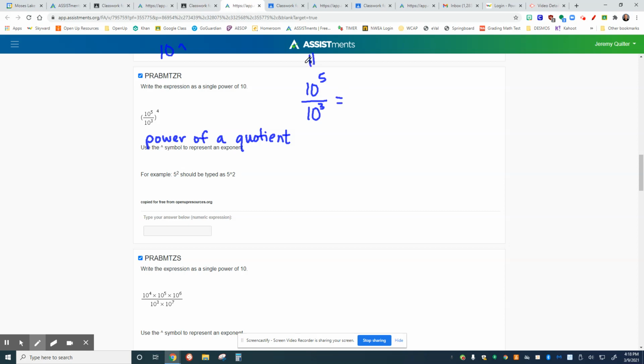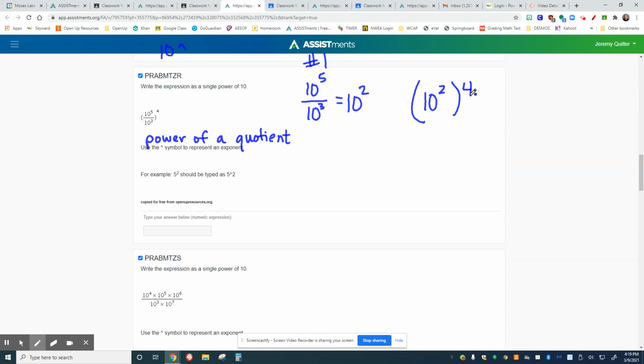which gives us, so this is step 1, which gives us 10 to the second power. And then after that, that's when we take the 10 to the second power and we raise it to the fourth power. So be really careful with that.